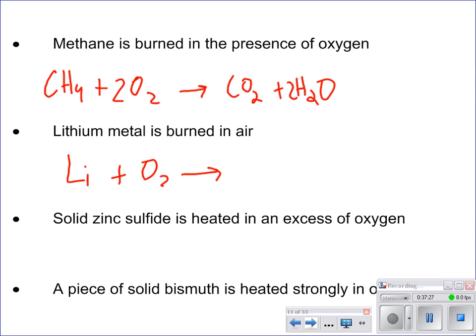Lithium metal is burned in air, not hard. You just make the compound following your rules of nomenclature. And what is the compound? Li2O. And then to balance that, we need a 2 there and a 4 there.